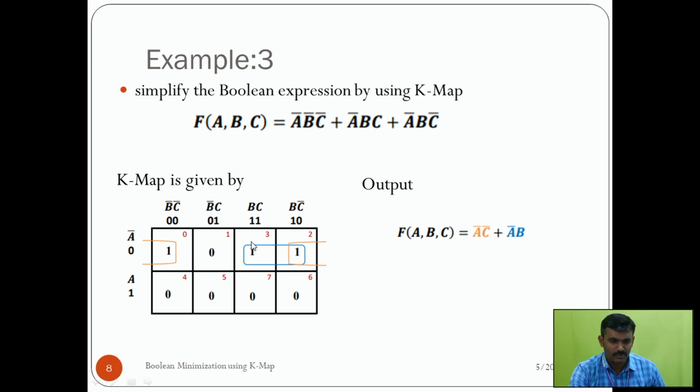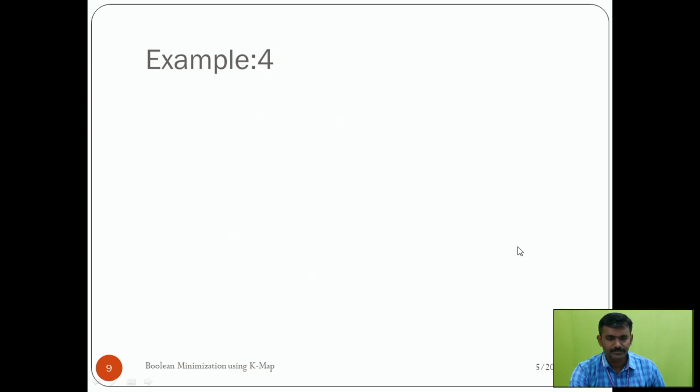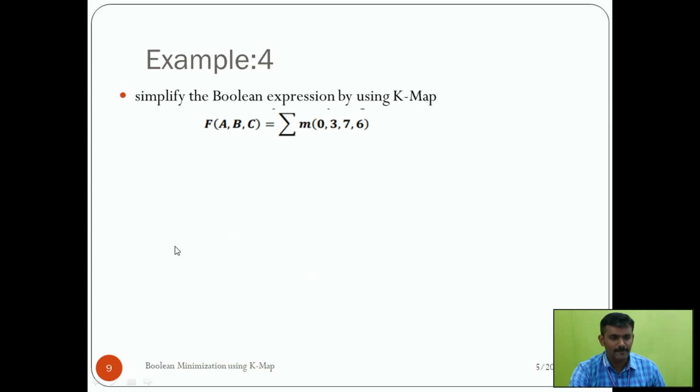This blue color also belongs to the first row. So the first row belongs to a bar. What about the column? It is mapping two columns, one is the third column and another one is the fourth column. So here b is common. What about c? c is different. Therefore, we are omitting the c variable. We will have only b. Therefore, a bar b.